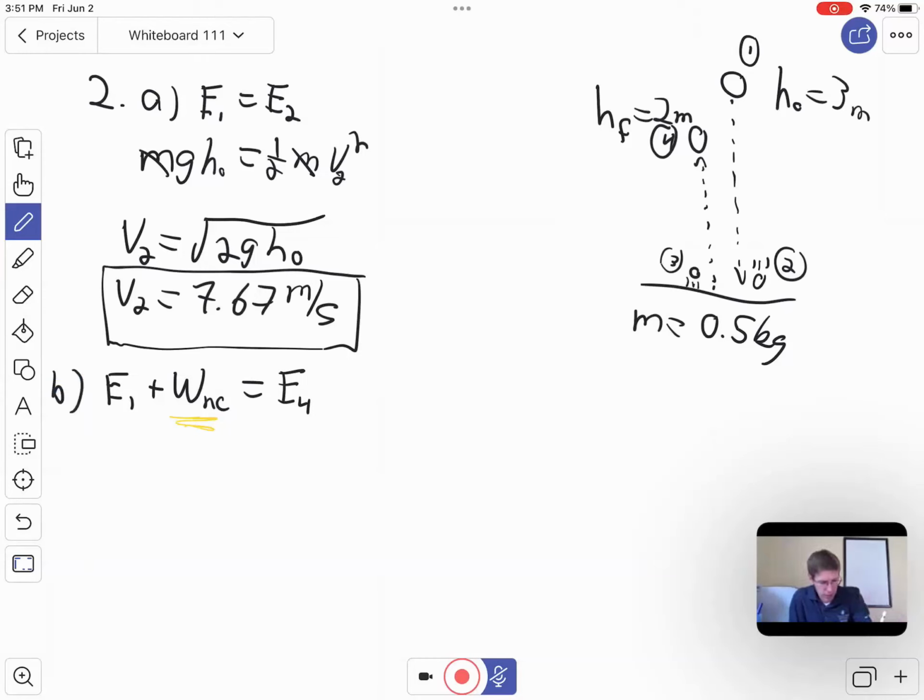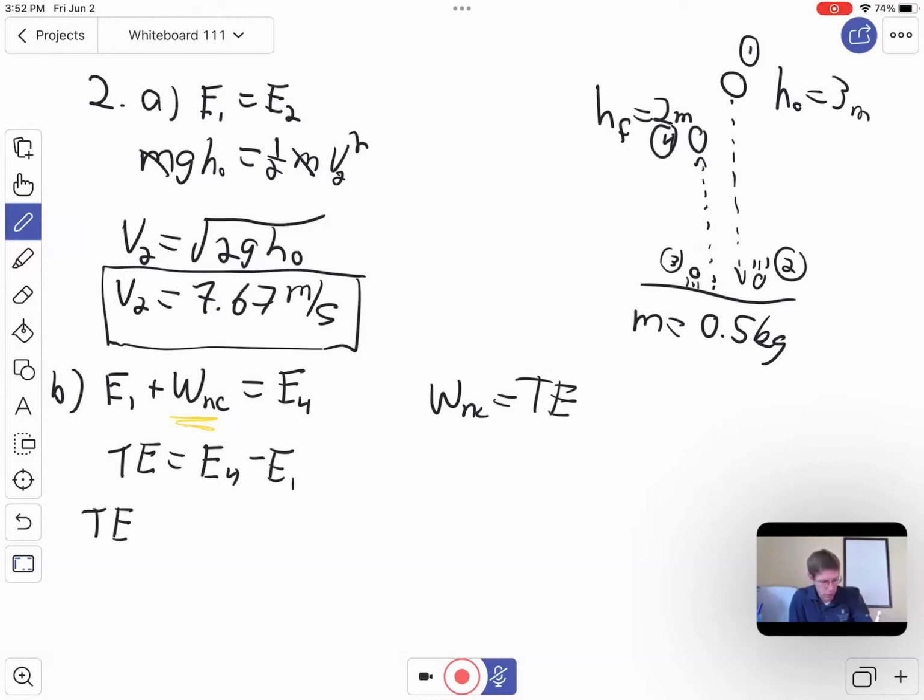So what we can say then is that the thermal energy, the work non-conservative, let's just define it over here. Work non-conservative is just going to be our thermal energy we're trying to find. And so our thermal energy is just going to be equal to whatever energy you have at point 4 minus your energy at point 1.